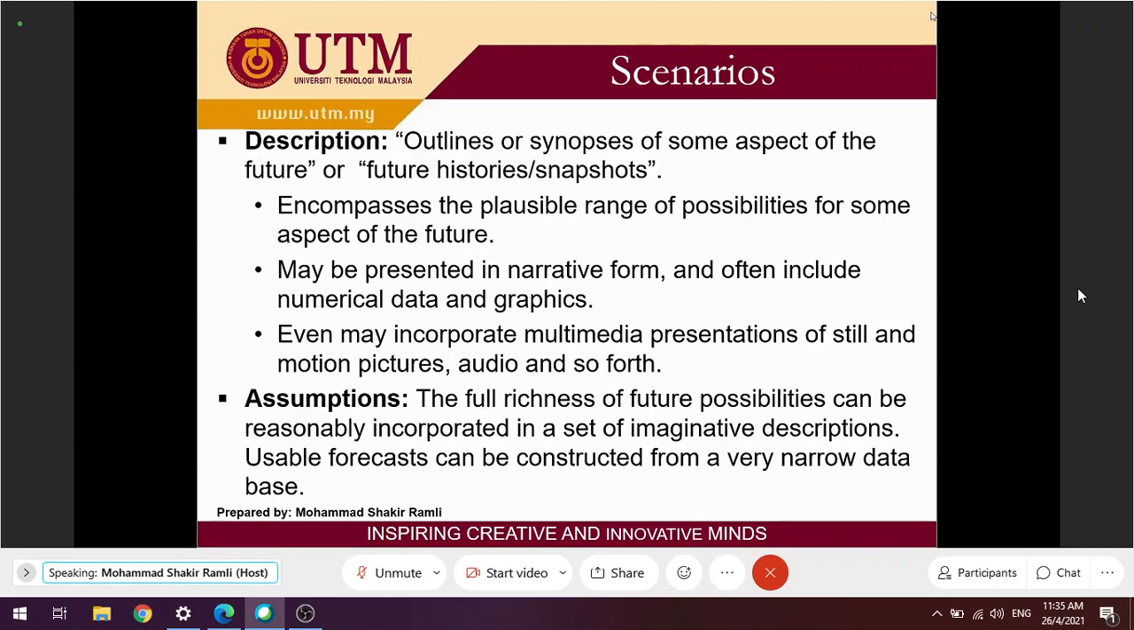sometimes, especially in a situation when we have a lack of numerical data, not much from the previous data, only maybe just some basic data, we can incorporate this as a base to start our construction of scenario or our imagination.